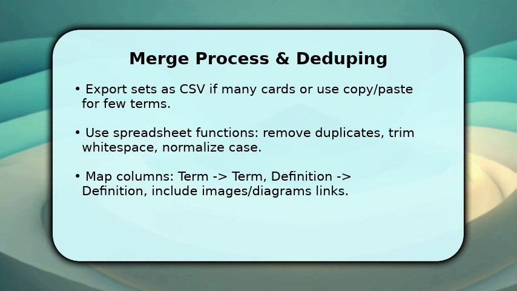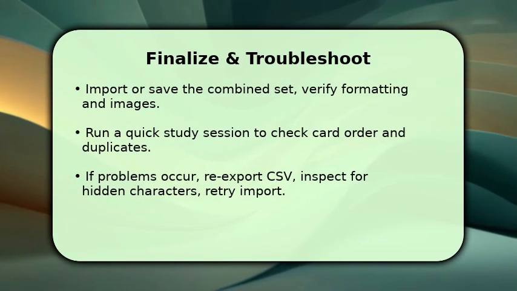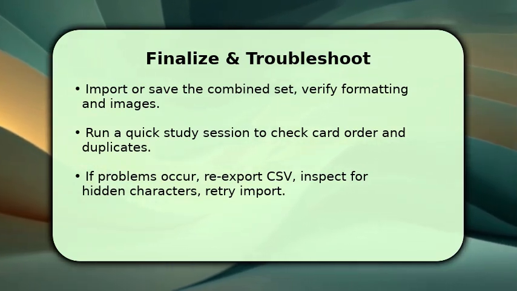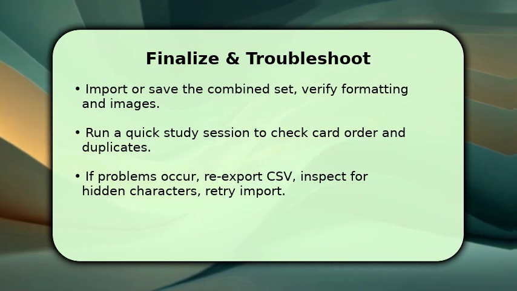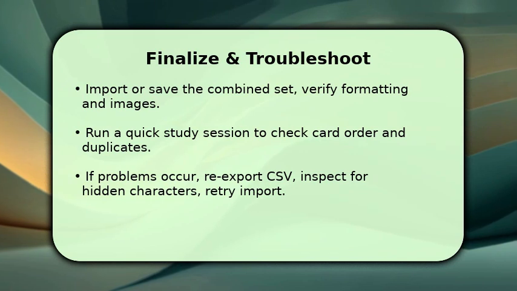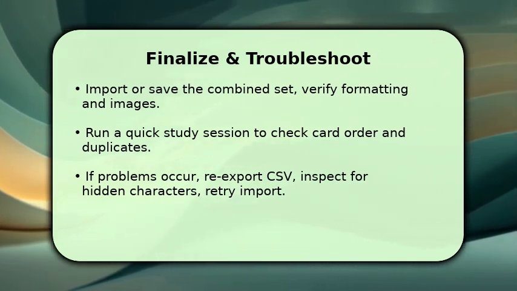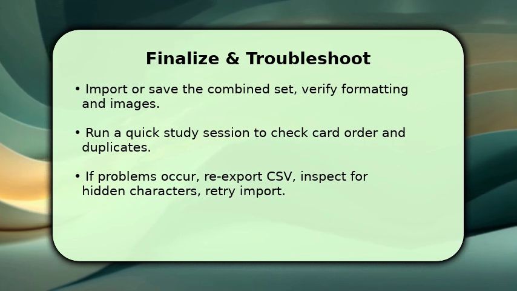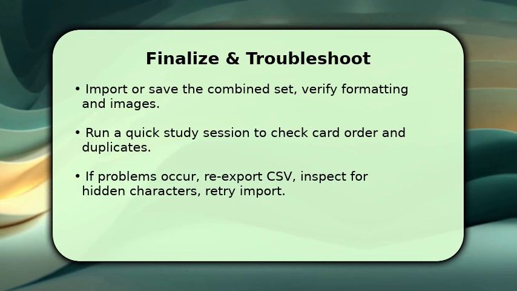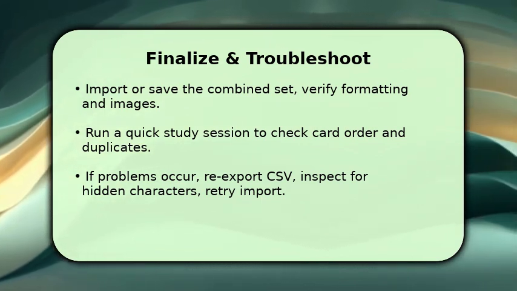You finish by importing the clean CSV or saving the pasted cards into your chosen target set. Then verify formatting and that images are loaded correctly. Once saved, run a short study session to confirm order, check for remaining duplicates, and ensure definitions display properly. If anything goes wrong, missing cards, broken images, or import errors, export the set, inspect the CSV for hidden characters or malformed rows, fix the issue, and retry the import. This final check prevents surprises during studying.